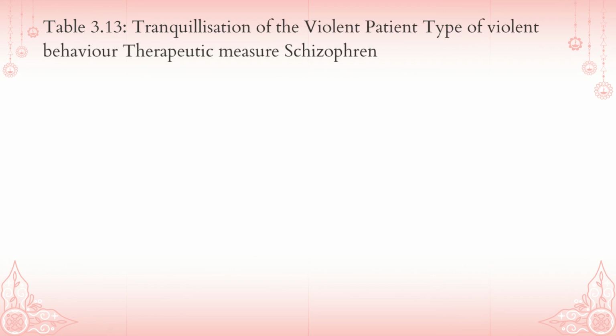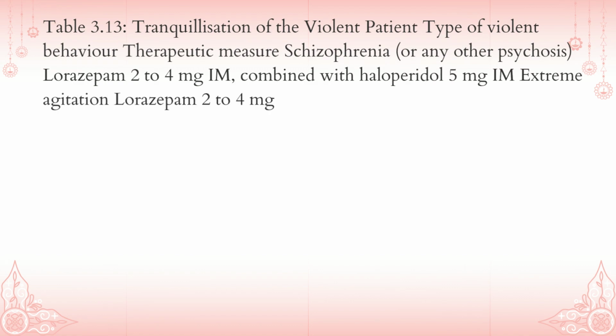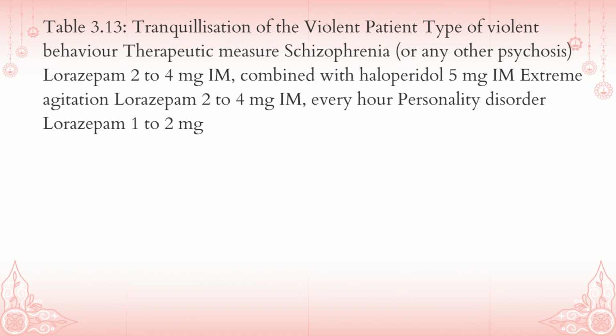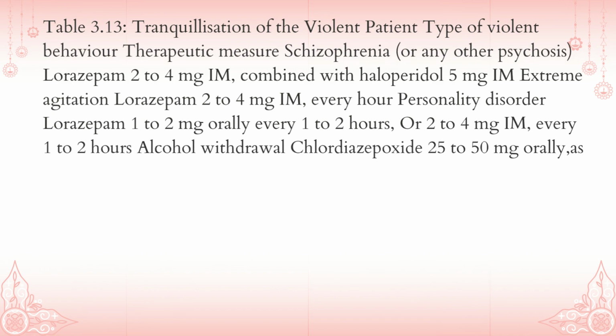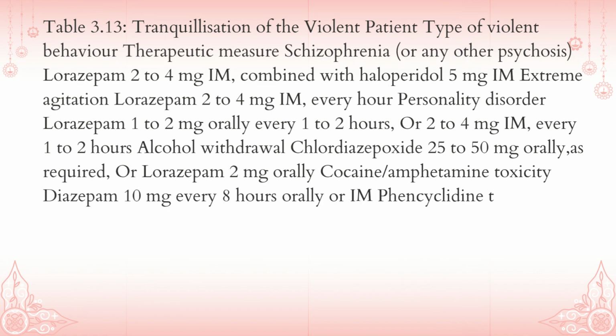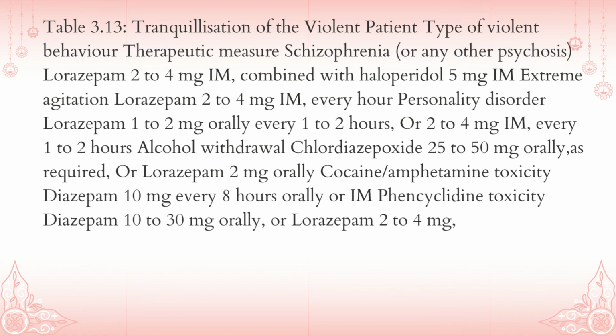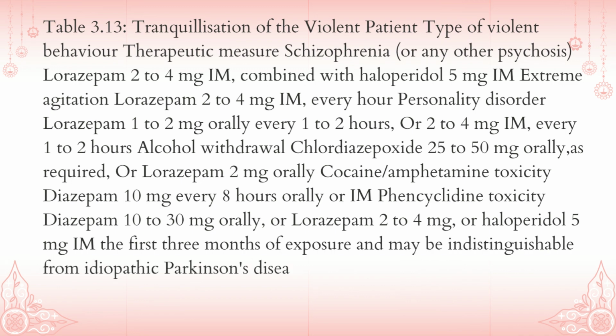Tranquilization of the violent patient: type of violent behavior and therapeutic measure. Schizophrenia, or any other psychosis: lorazepam 2 to 4 mg IM, combined with haloperidol 5 mg IM. Extreme agitation: lorazepam 2 to 4 mg IM every hour. Personality disorder: lorazepam 1 to 2 mg orally every 1 to 2 hours, or 2 to 4 mg IM every 1 to 2 hours.